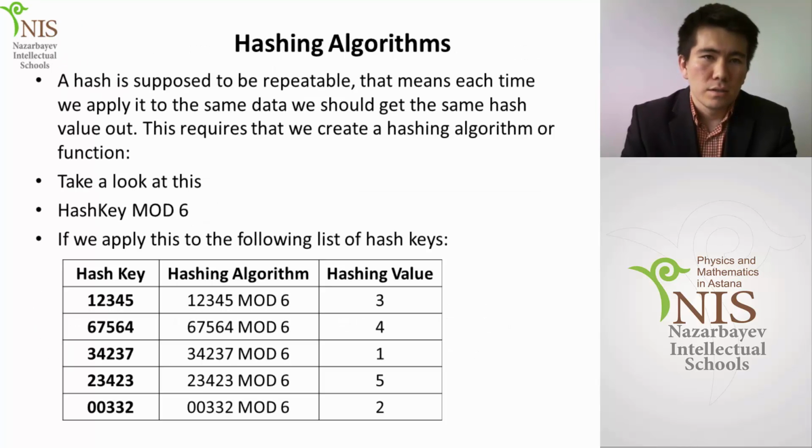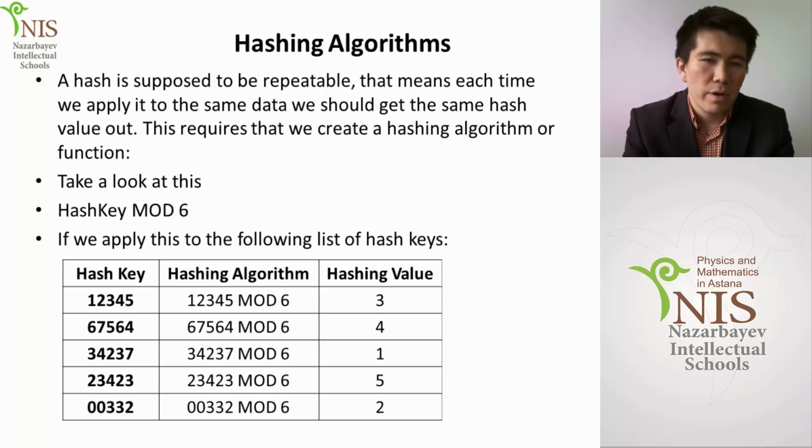Okay? So, what is the hashing algorithm or hash function? A hash is supposed to be repeatable. That means each time we apply it to the same data, we should get the same hash value out. This requires that we create a hashing algorithm or function. Take a look at this example of a hash function: hash key mod 6. If we apply this to the following list of hash keys, we will have the following hash values.